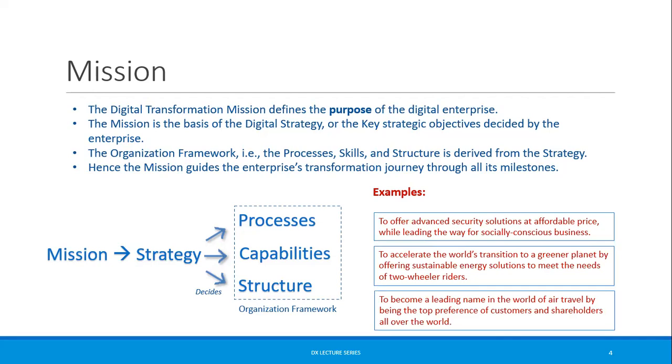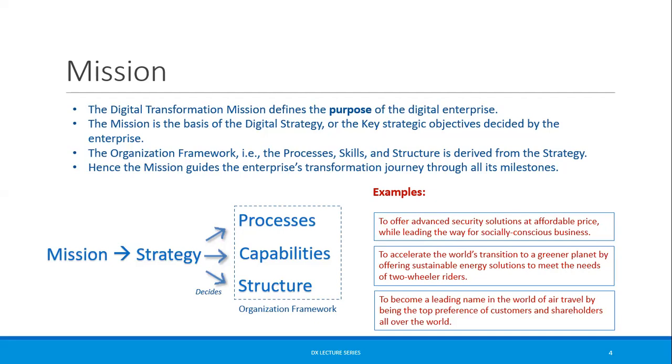The second one is to accelerate the world's transition to a greener planet by offering sustainable energy solutions to meet the needs of two-wheeler riders. Some sustainable energy solution for two-wheelers. That's a simple example I took. Let's say you want to set up a company, especially in a market like India where there are so many two-wheelers, to reduce the pollution and provide a greener solution for two-wheelers. So this could be, for example, your mission.